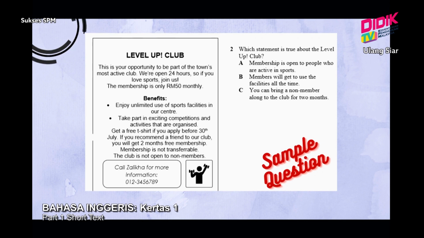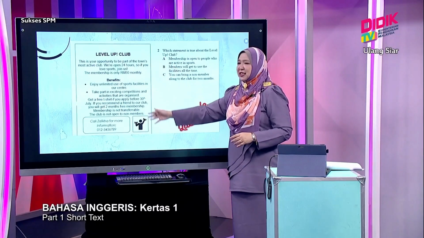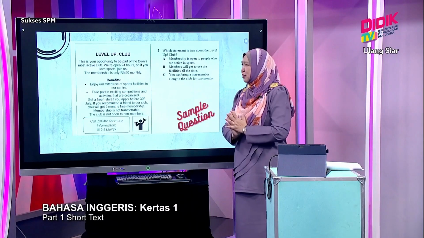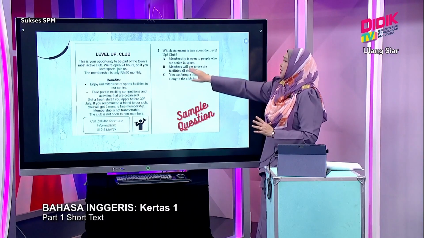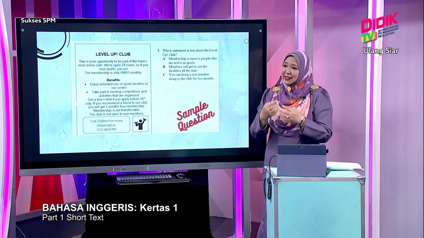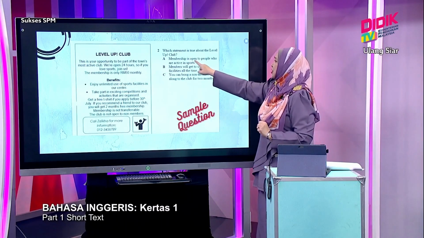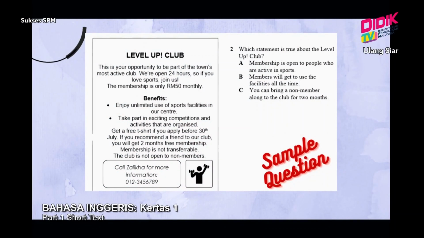So based on this question, we have to look at our stimulus here. First, we look at the answers one by one. We have to analyze the options. Like what I said, analyze the options. Number 1, membership is open to people who are active in sports.